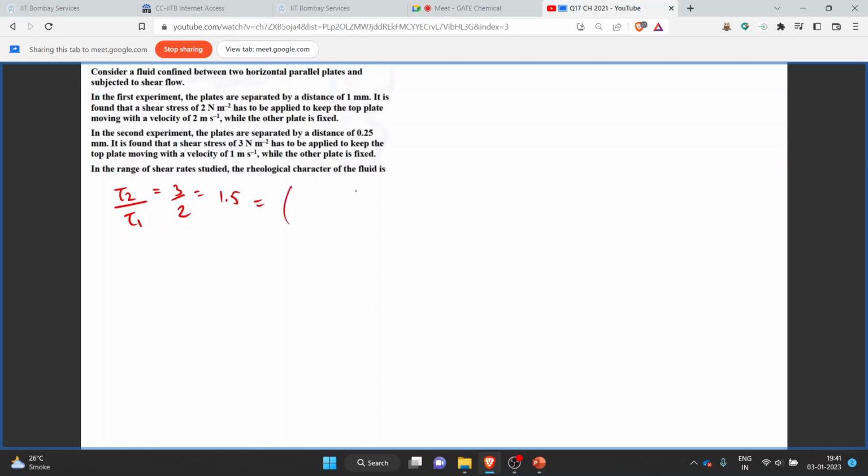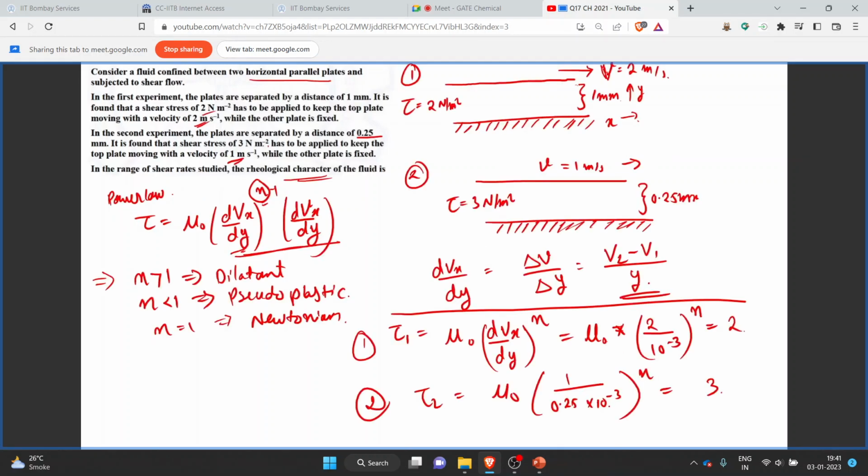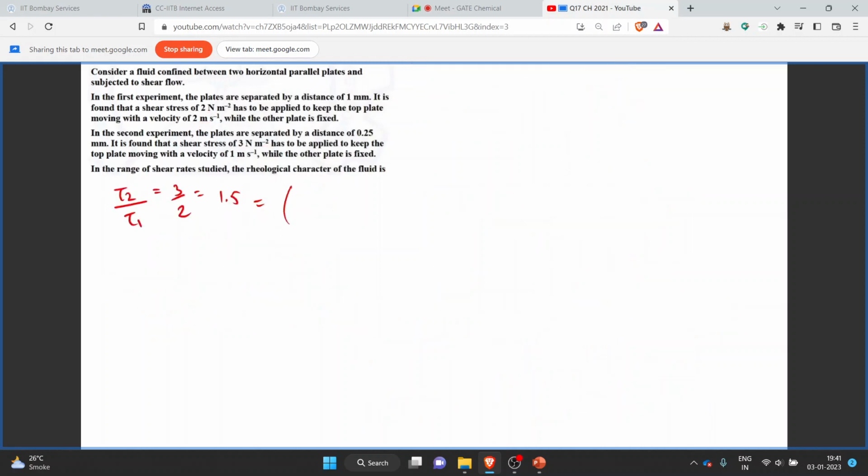So both of these terms will get cancelled out, and we will have 2 into 0.25, that is 0.5, that will become 1 upon 0.5 raised to n is equal to 2 raised to n. So from this we can take log and find the value of n, and it will become n is equal to 0.584.